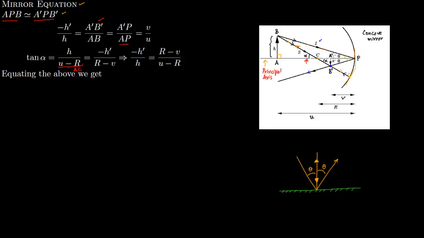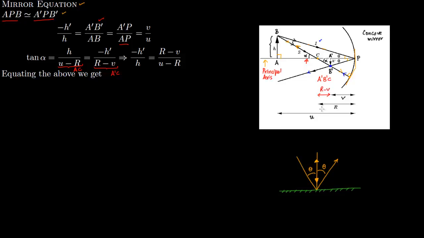Now we are talking about the small triangle A prime B prime C. Again, tan alpha is equal to H prime over A prime C. So again, H prime you have to take as negative by our convention, and so minus H prime over A prime C. So A prime C is what distance? You know from C to P is R. So C to P is the radius of curvature, and we just said we will take A prime P as V. So from C to A prime you have R minus V. So this is the distance we are talking about.